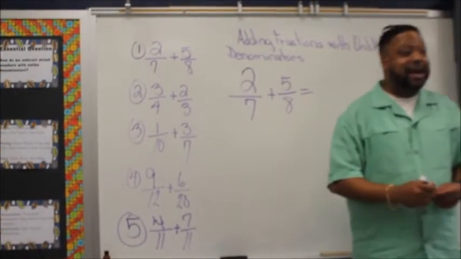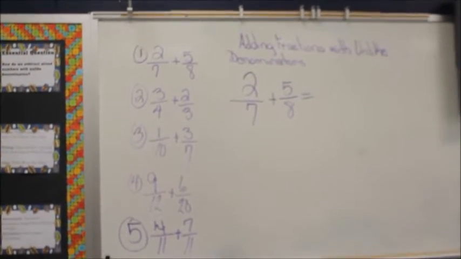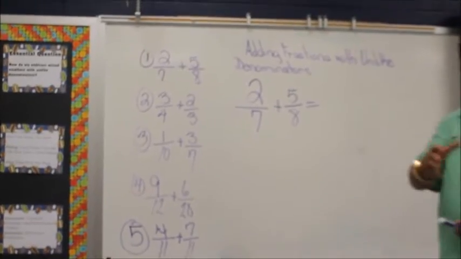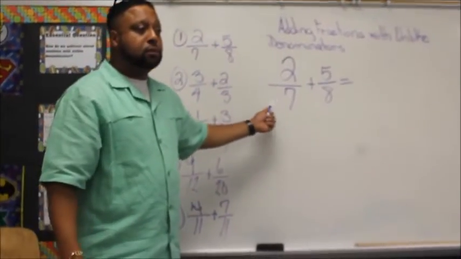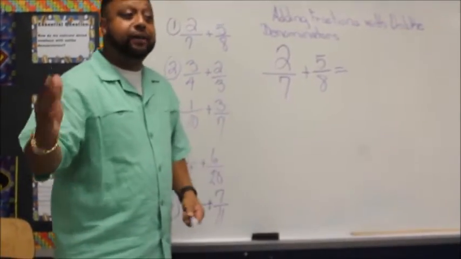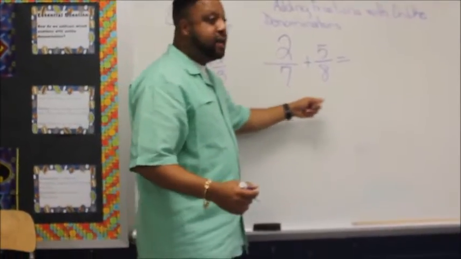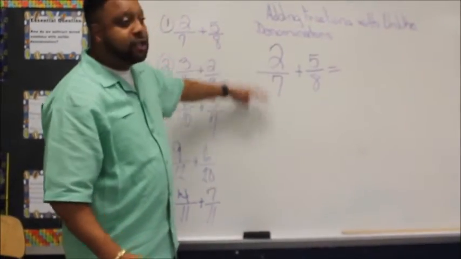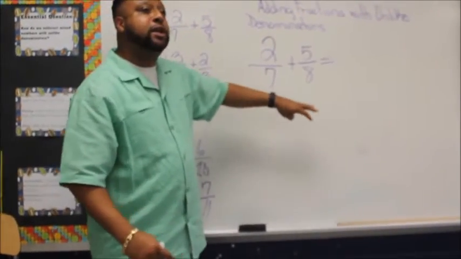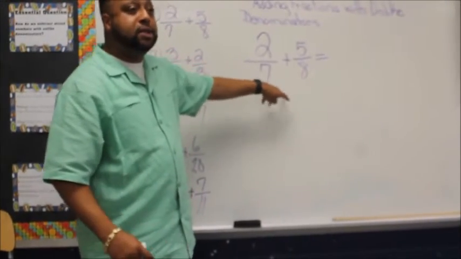All right, so if I have the fraction 2 sevenths plus 5 eighths, or 5 over 8, can I add these fractions? What conditions must be met before I can add these fractions? They must have the same denominator. 7 and 8, is that the same or different? Different. So I need to rename these fractions so that they both have the same denominator.